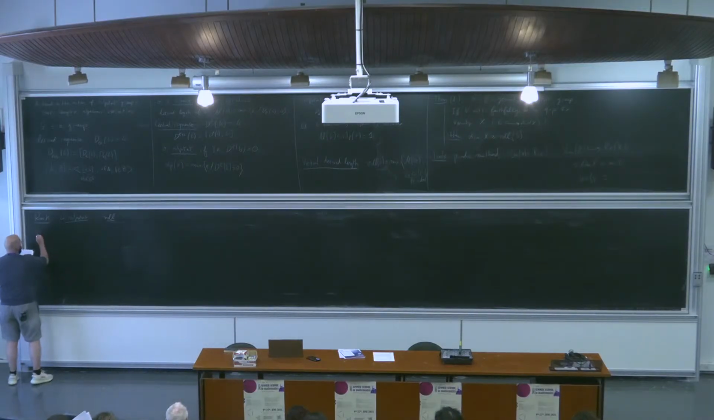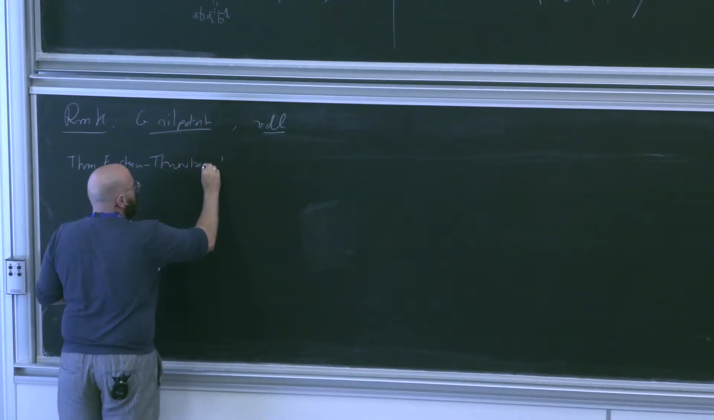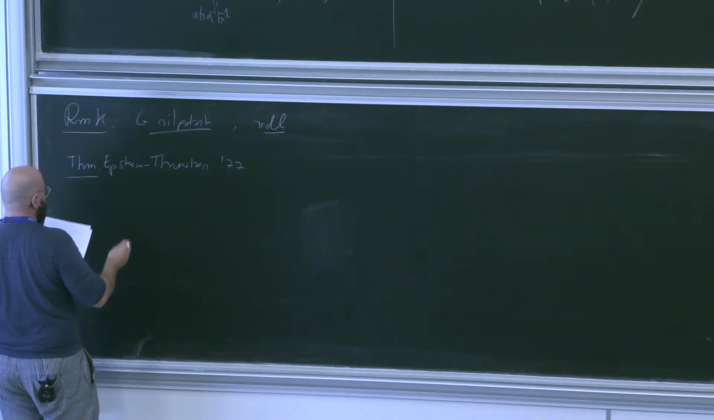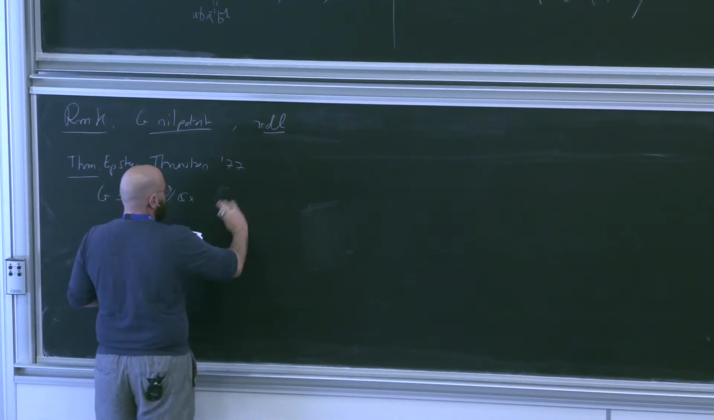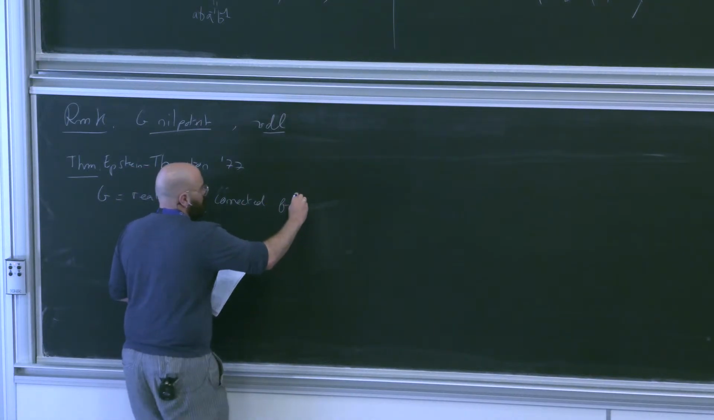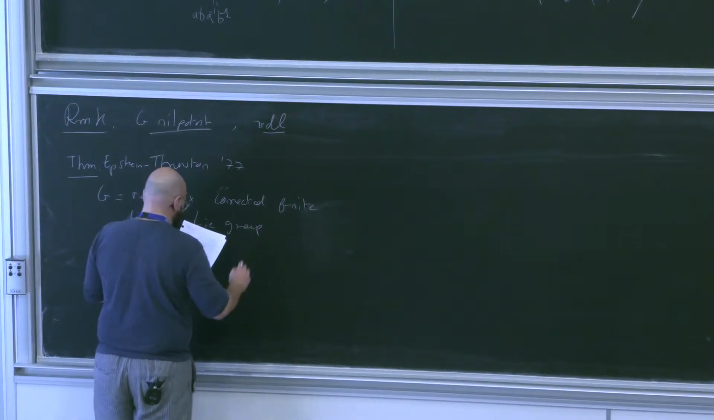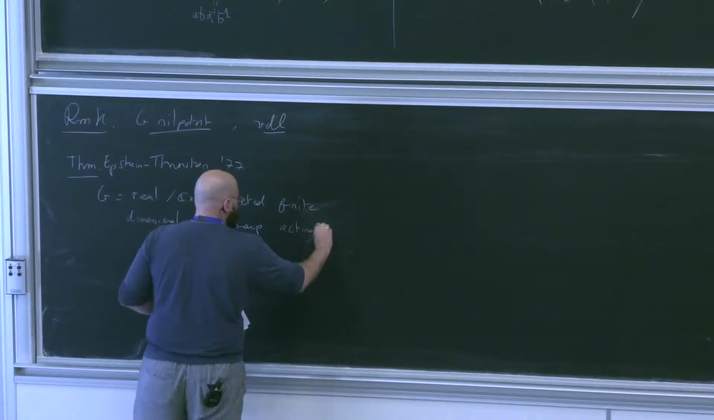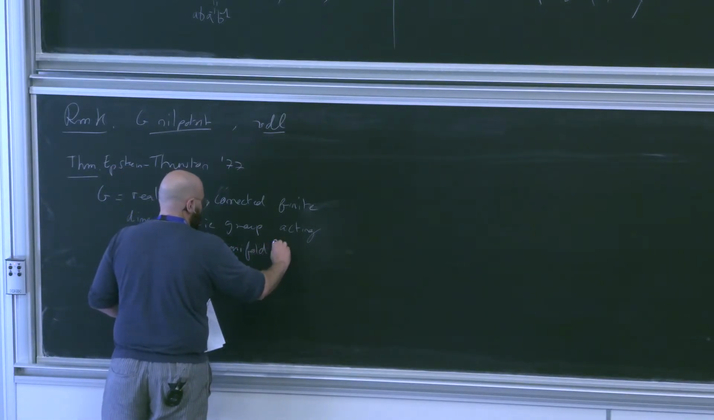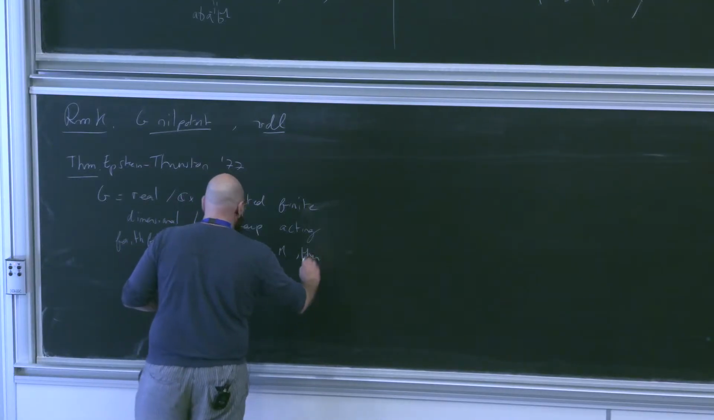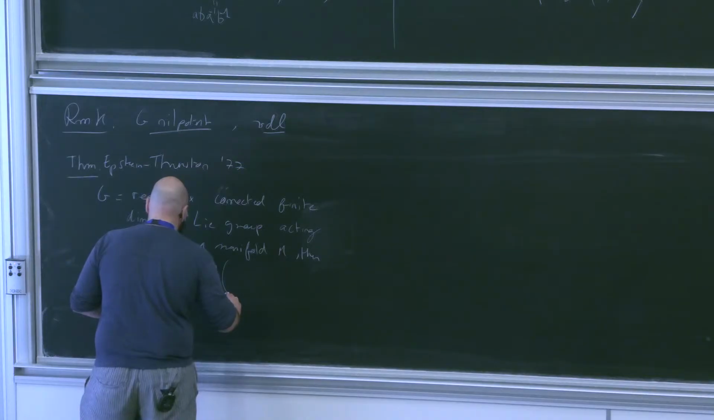It's a theorem of Epstein and Thurston from 1977, which states that if you take G to be a real or complex connected finite dimensional Lie group, okay, acting faithfully on a manifold M, then the dimension of M has to be larger than the derived length of the group.